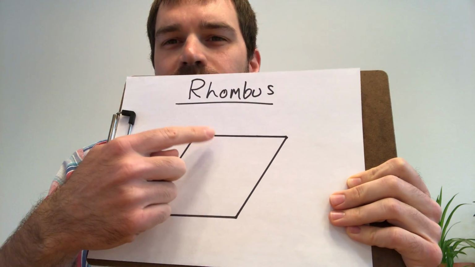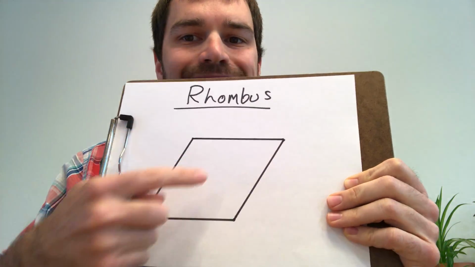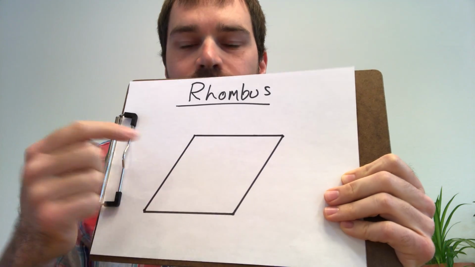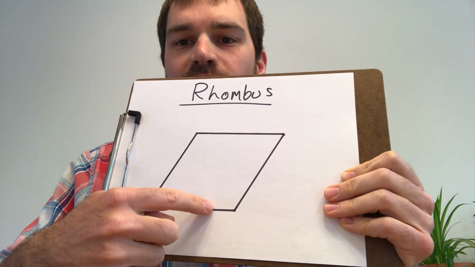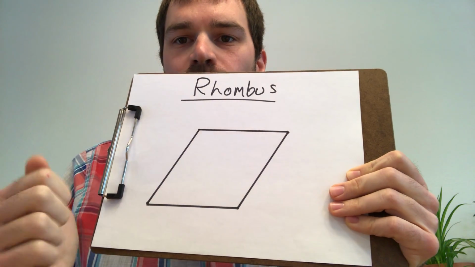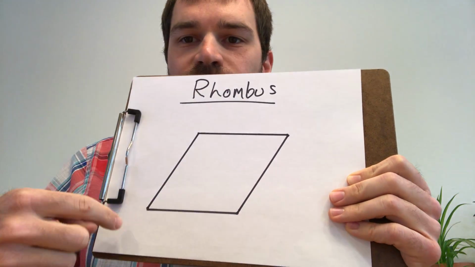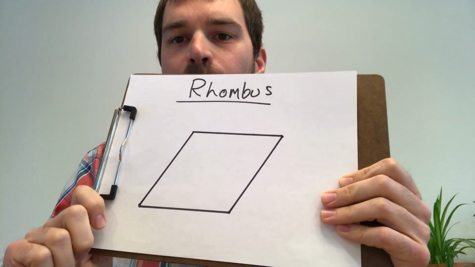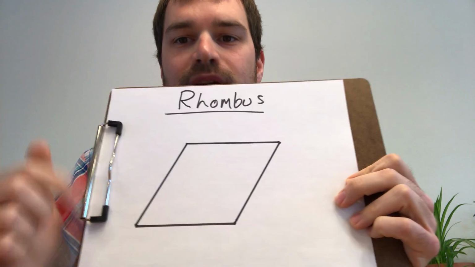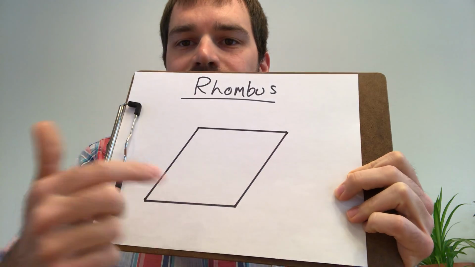So I measured this out, and if I remember correctly, each side is exactly 4 inches, okay? So opposite sides are parallel. Continued them on left or right, they would not ever cross. Same thing with these two lines. If we continue them on into infinity, upwards or downwards, they would never cross. And all four sides are the same length.